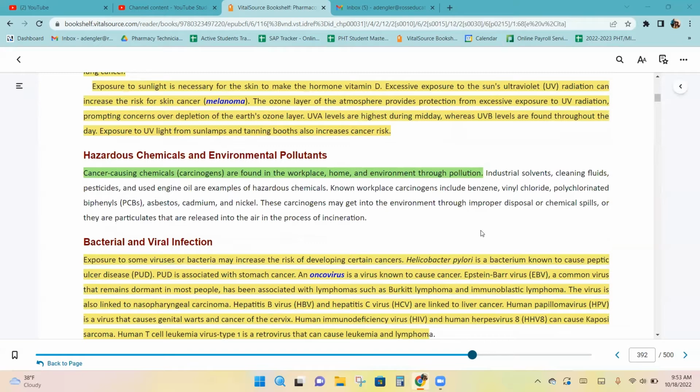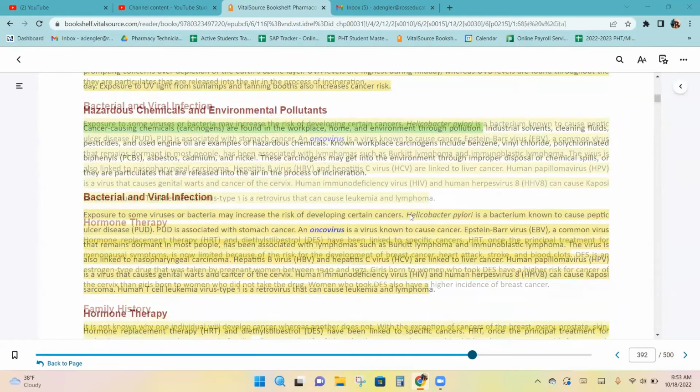Cancer-causing chemicals, carcinogens, are found in the workplace, home, and environment through pollution. Industrial solvents, cleaning fluids, pesticides, and used engine oil are examples of hazardous chemicals. Known workplace carcinogens include benzene, vinyl chloride, polychlorinated biphenyls, asbestos, cadmium, and nickel. These carcinogens may get into the environment through improper disposal or chemical spills, or they are particulates that are released into the air in the process of incineration.